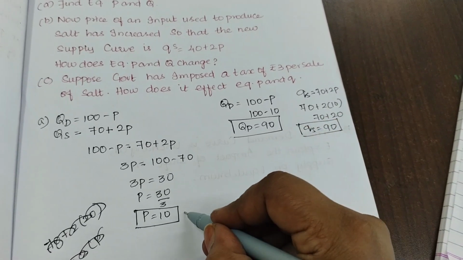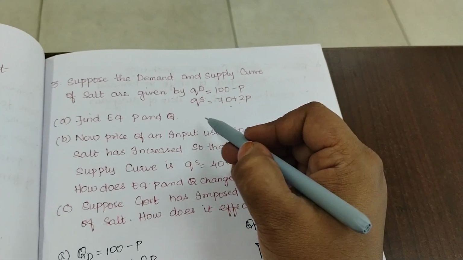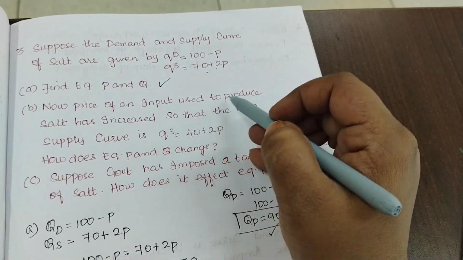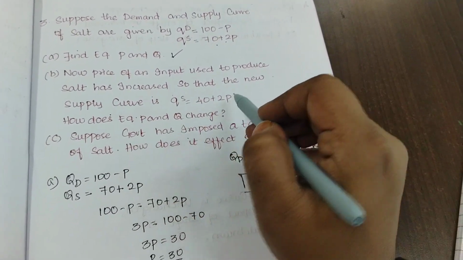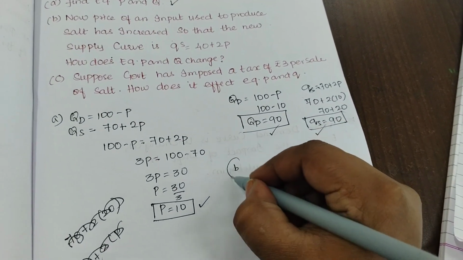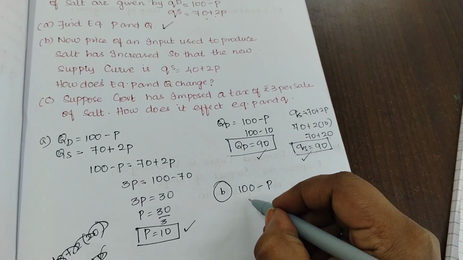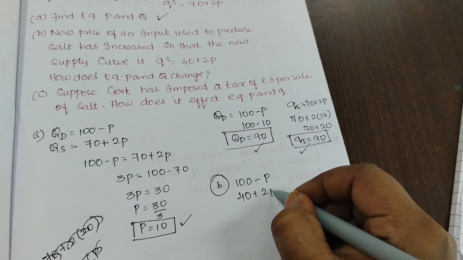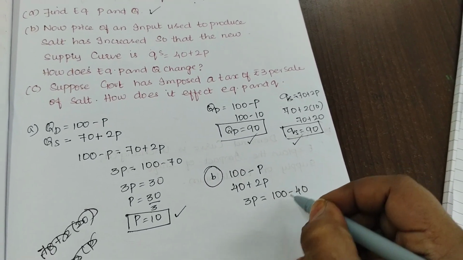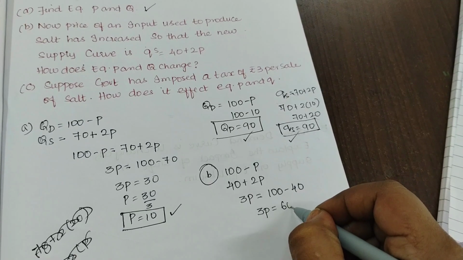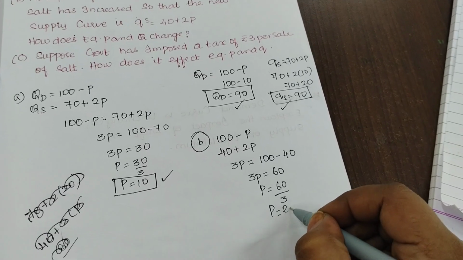So this we have calculated equilibrium price and equilibrium quantity of supply and demand. Next question. Now the price of an input used to produce salt has increased, so that the new equilibrium supply is QS is equal to 40 plus 2P. Okay, so now we are going to calculate the second one, 100 minus P and 40 plus 2P. So 3P is equal to 100 minus 40, 3P is equal to 60, P is equal to 60 divided by 3, P is equal to 20.